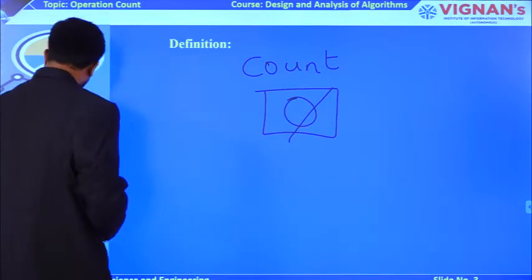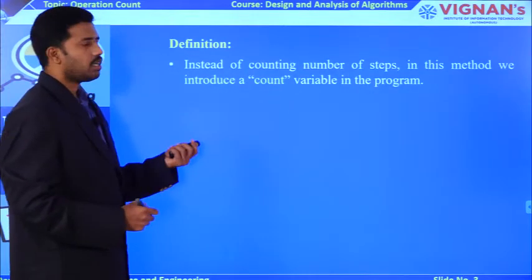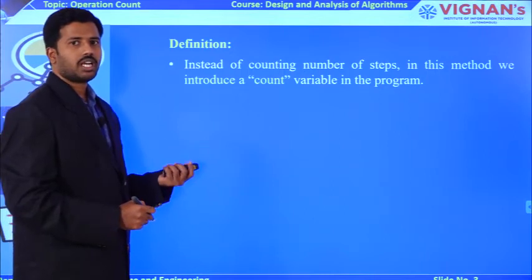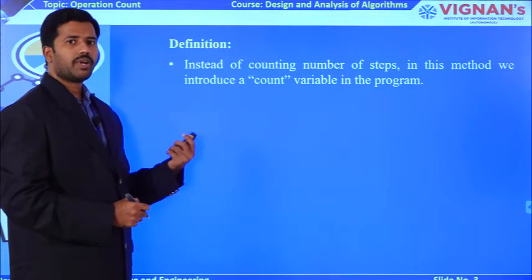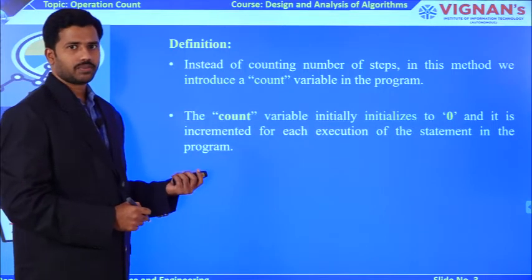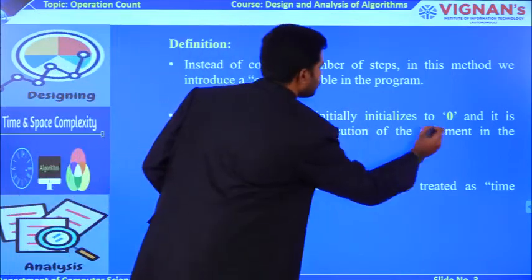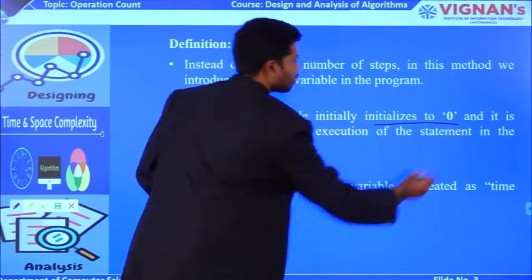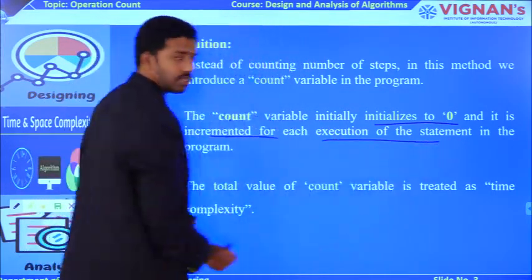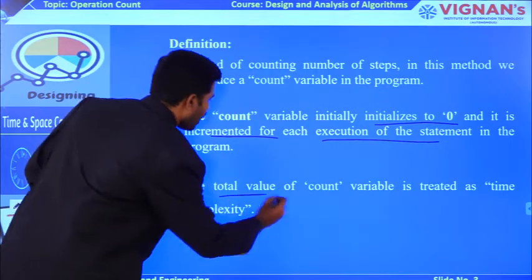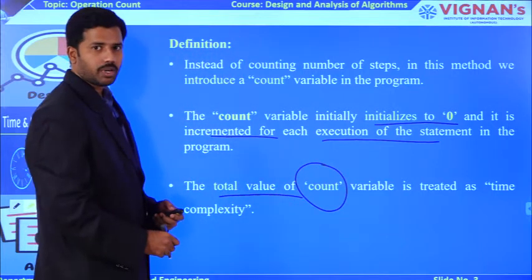Now let us focus on the definition. As I said previously, instead of finding the number of steps as in the step count method, in the operation count method we count the number of operations through a count variable. Initially the count variable is initialized with 0, and it is incremented for each execution of a statement. The total value available in the count variable is considered the total time complexity.